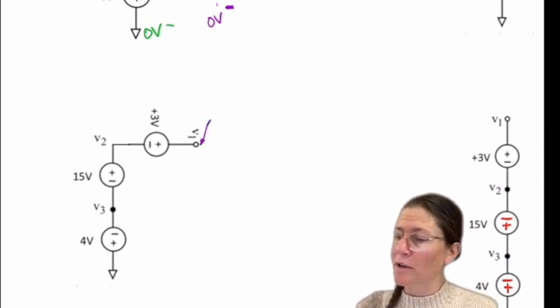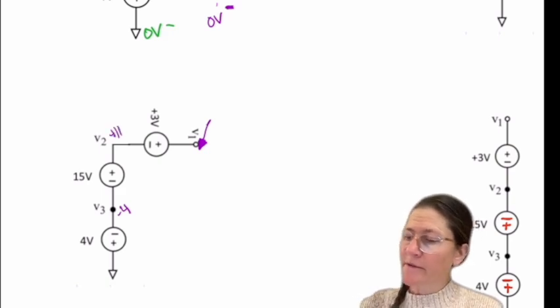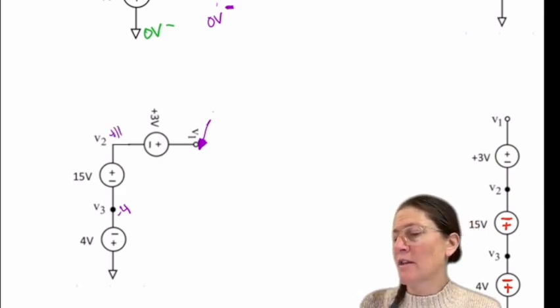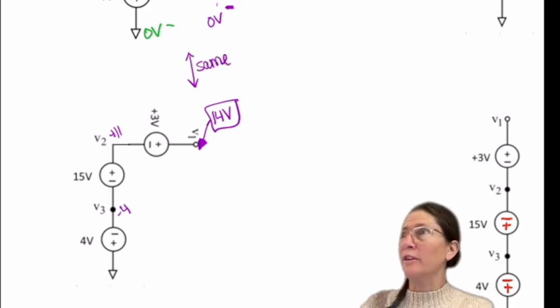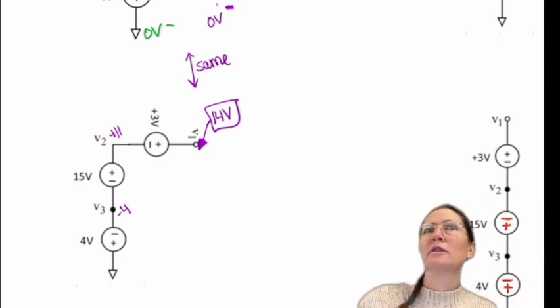What's at V1 here? 14 volts. Okay, same, right? -4 plus 11 and then 14 volts. So it's going to be the same even though it's twisted. So it doesn't matter which direction you're in.